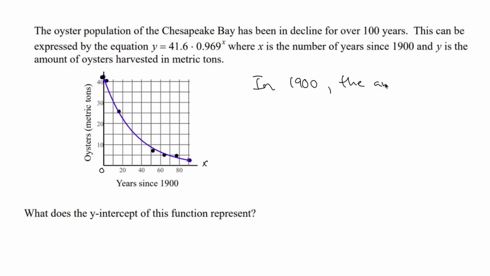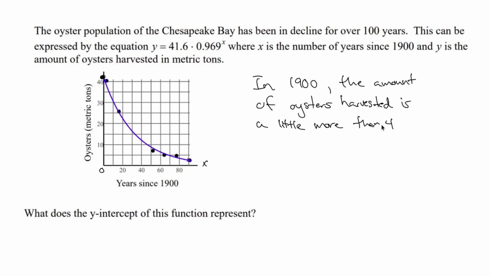the amount of oysters harvested is a little more than 40 metric tons. So like 41, 42, something like that. Who knows? But that's what it means. Y-intercept means what happens at the very beginning. And according to this, the very beginning when x is 0 is when it's 1900. And that, ladies and gentlemen, is Algebra 1.